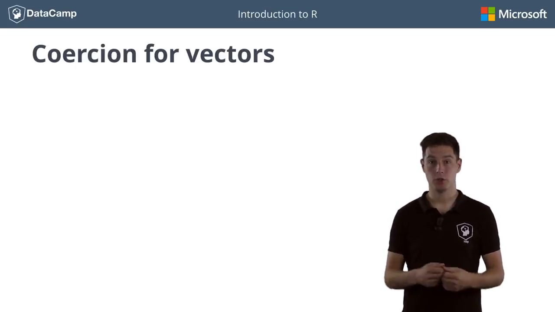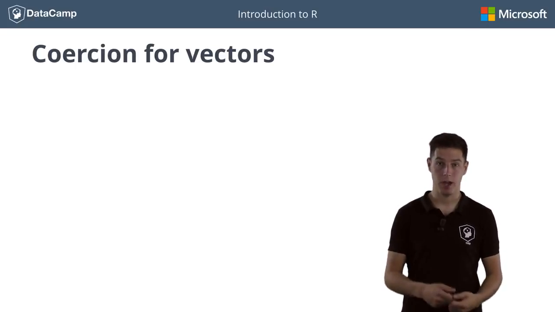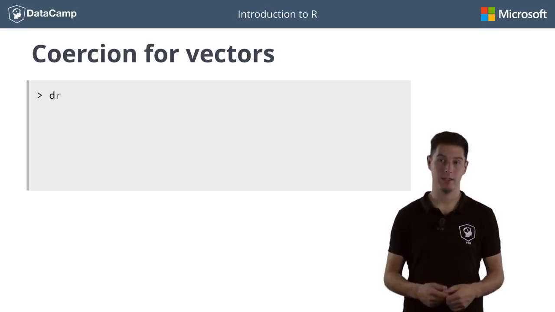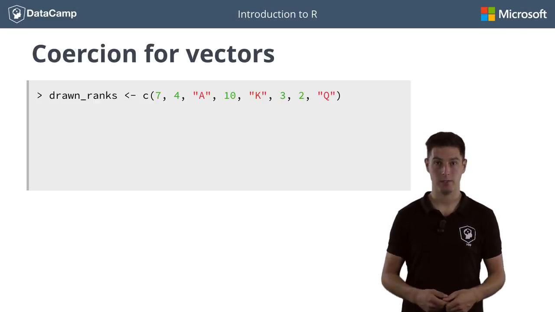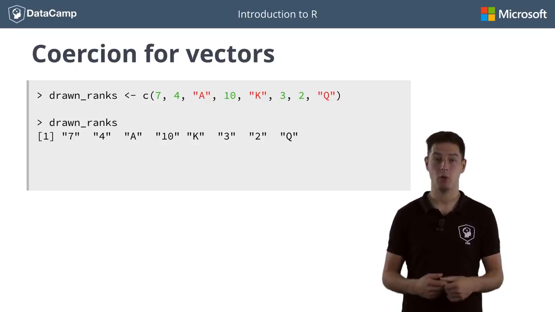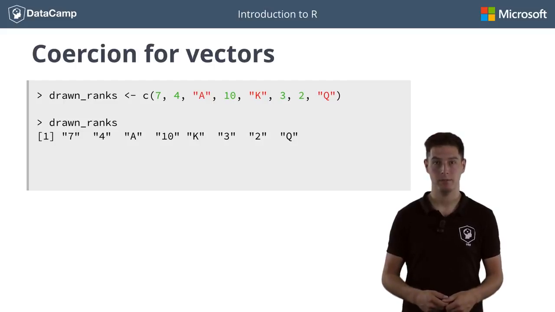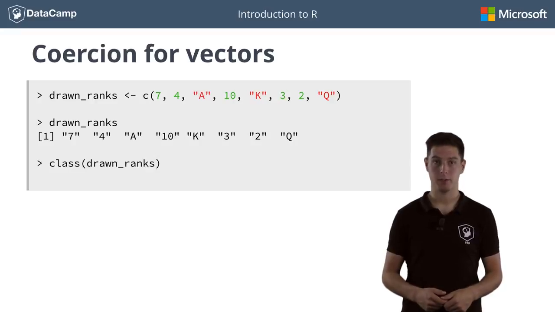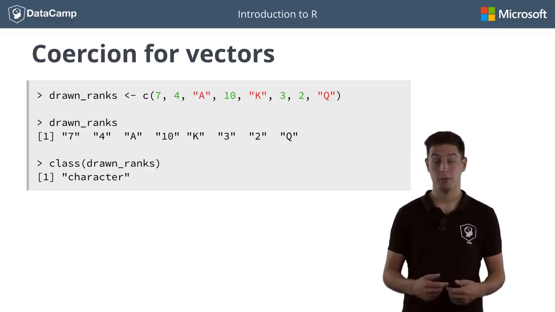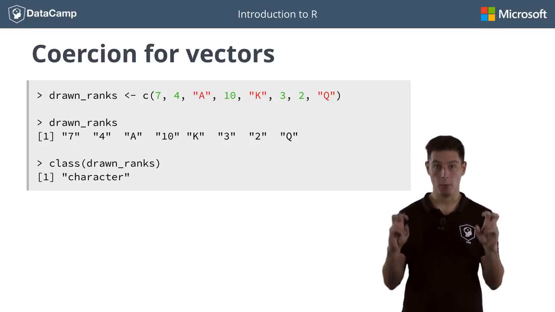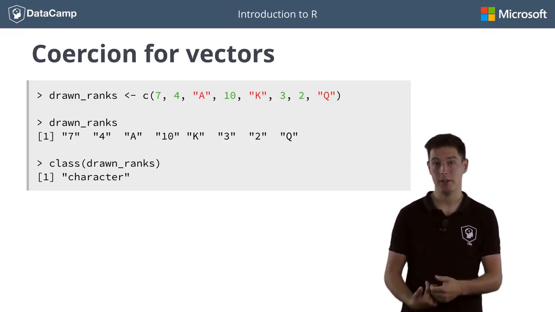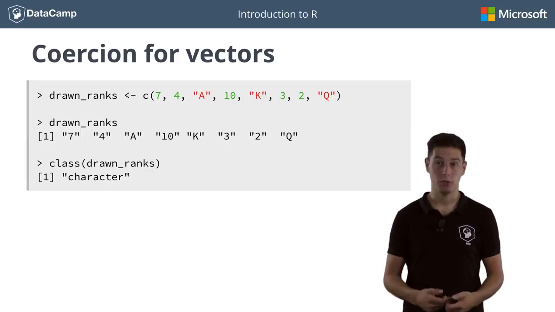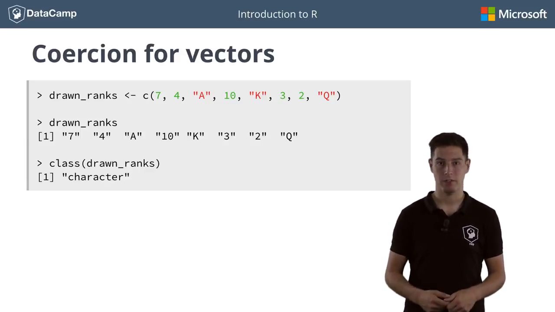In contrast to recording the suits you draw from a deck of cards, suppose now you're recording the ranks of the cards. You might want to combine the result of drawing 8 cards like this, creating a vector drawn_ranks. If you now inspect this vector, you'll see that the numeric vector elements have been coerced to characters to end up with a homogeneous character vector. This is also what the class function from before tells us. The fact that R handles this for us automatically, upgrading logicals to numerics and numerics to characters when necessary along the way, is useful, but it can also be dangerous, so be aware of this.